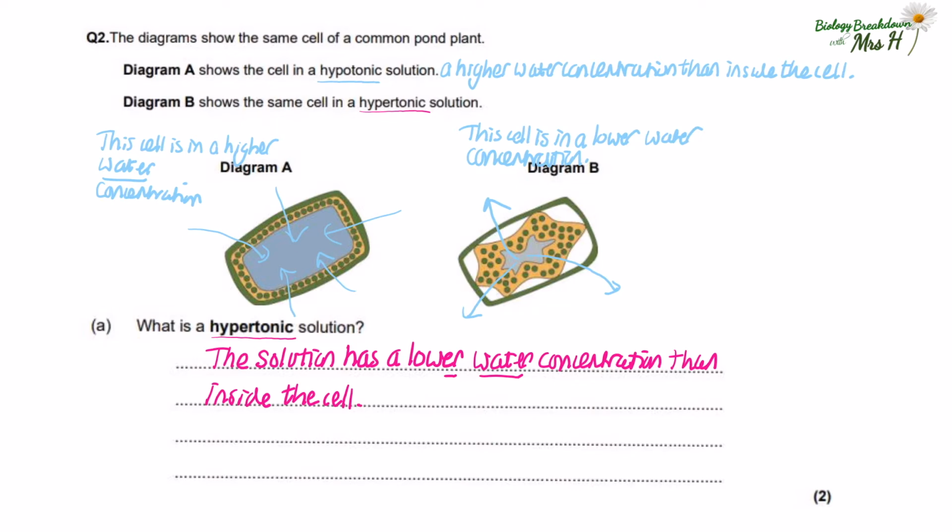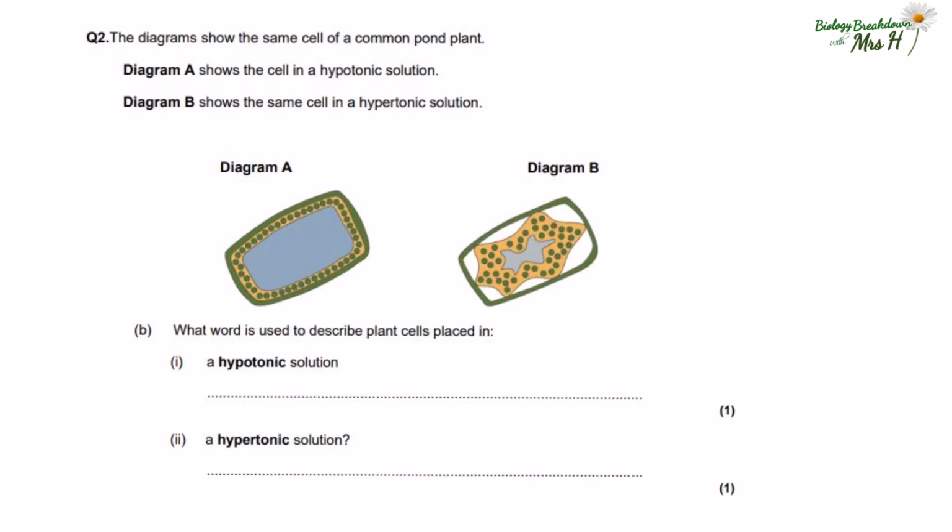You will already have your marks, but you may have also got marks with the solution has a higher solid concentration than inside the cell. What word is used to describe plant cells placed in a hypotonic solution? The cell in a hypotonic solution has a lot of water in it, and this exerts a pressure. We say the cell is turgid, which basically means firm. In a hypertonic solution, water molecules have left the cell and it has become floppy, which is known as flaccid. You may have written plasmolyzed, which is a word used to describe the cell membrane pulling away from the cell wall.